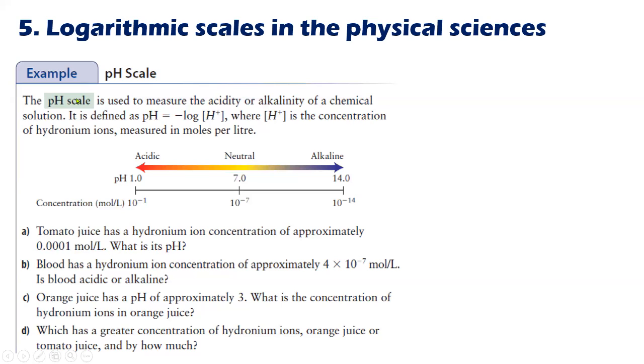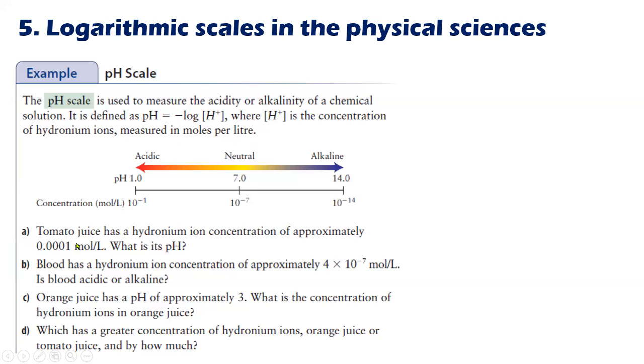Okay, first of all, the pH scale. The pH scale is used to measure the acidity or alkalinity of a chemical solution. It is defined as pH equals minus log of the concentration of hydronium ions, measured in moles per liter.